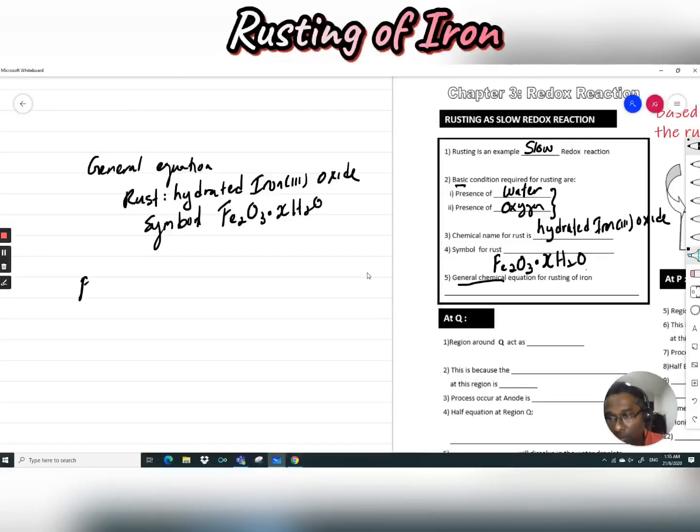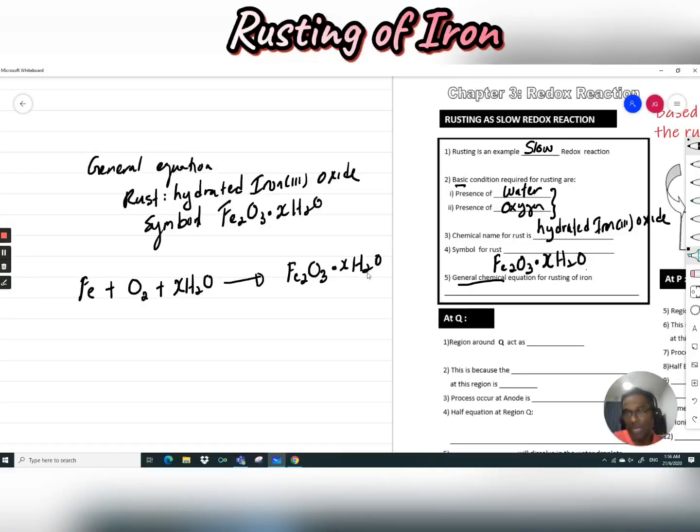I'll put iron. We need iron in the presence of the basic conditions, which are oxygen and water molecules. As I told you, you must remember the concentration of water molecules we don't know, so we have to put the X symbol. They react and you get hydrated iron(III) oxide. So I'll put here Fe2O3.xH2O.